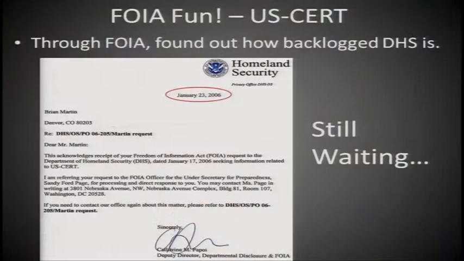It's been so long. US Cert. Filed that January 23rd, 2006. Still waiting. If anyone knows FOA, that's not supposed to happen. And just for fun, when I was digging all this, I was like, hey, wait a minute, I should ask them about that. So I sent off a few emails about some of these requests saying, by the way, 8 years ago, I filed this request. What's the status? We'll see what they say.